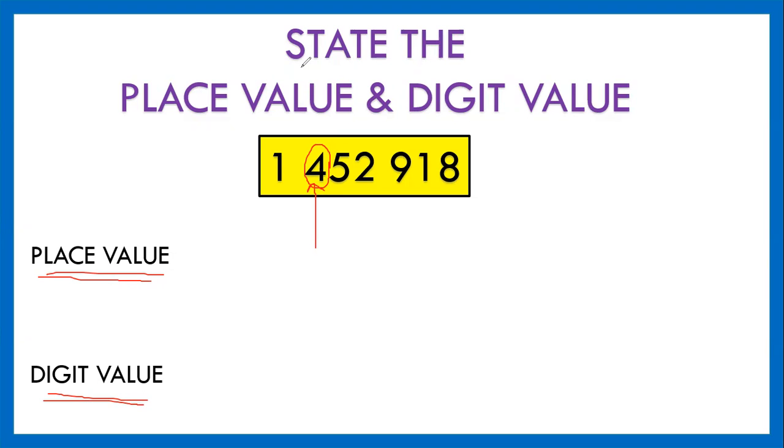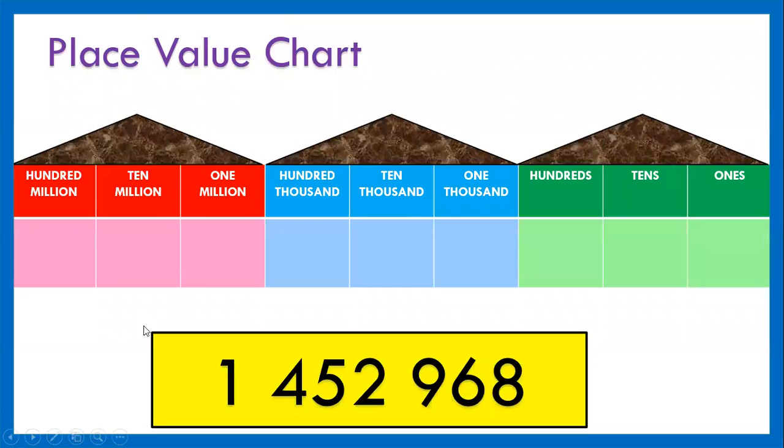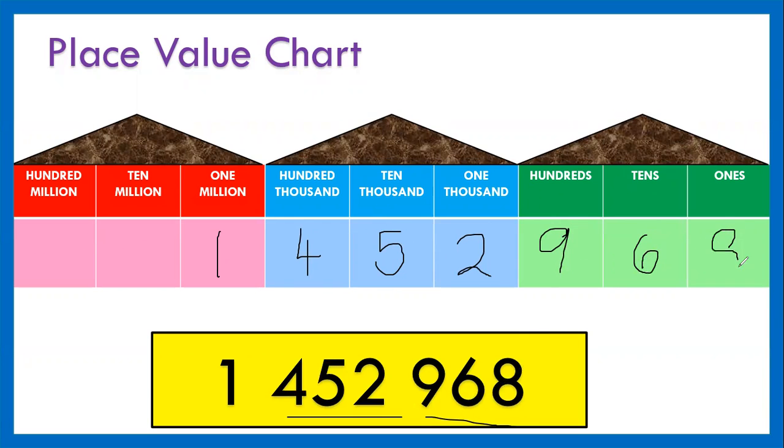Now, I hope you do remember we had a slide on the places of these numbers, the place value chart. Now, if you look at the place value chart, and if I were to put this number into the place value chart, it would look something like this. 1 in the millions place, 452,000 would go right here. All right, 986 would go right here, 986.